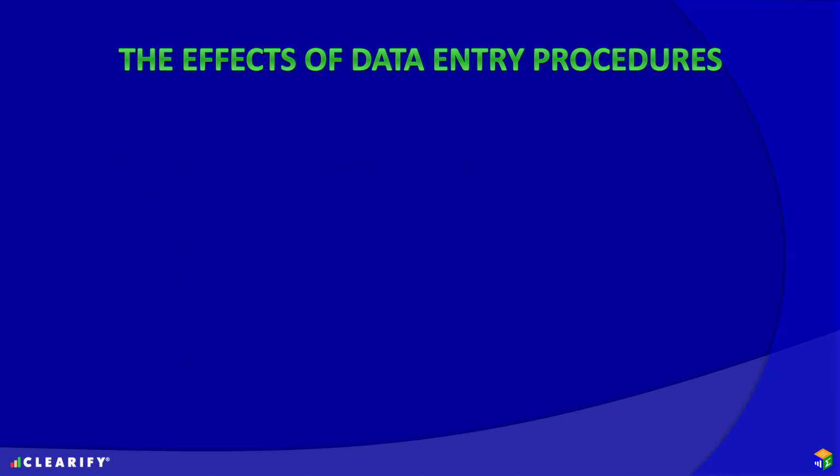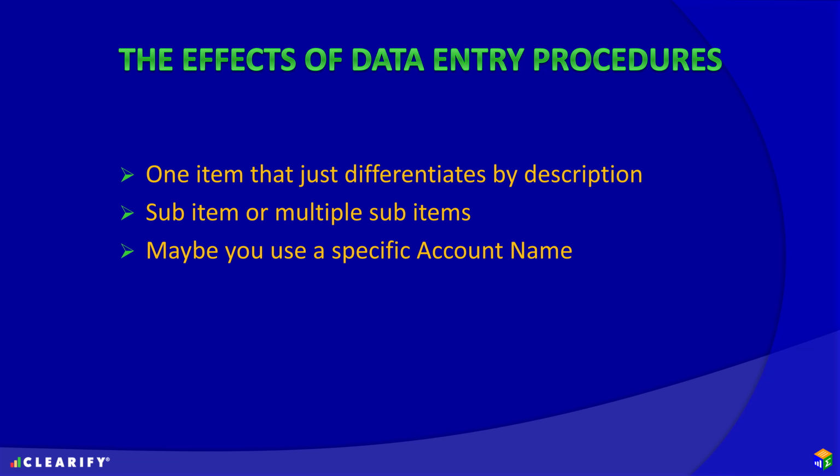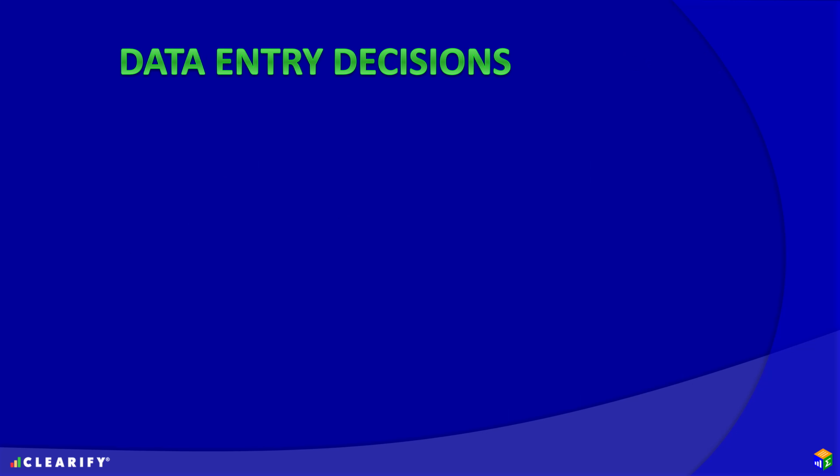What if you want to know what machinery costs were on a particular job? There is no intrinsic method in QuickBooks to make that determination. You might have one generic item that just differentiates by description. You might have a sub-item or multiple sub-items, or maybe you even use a specific account name. These all come into play when deciding what you want to see.